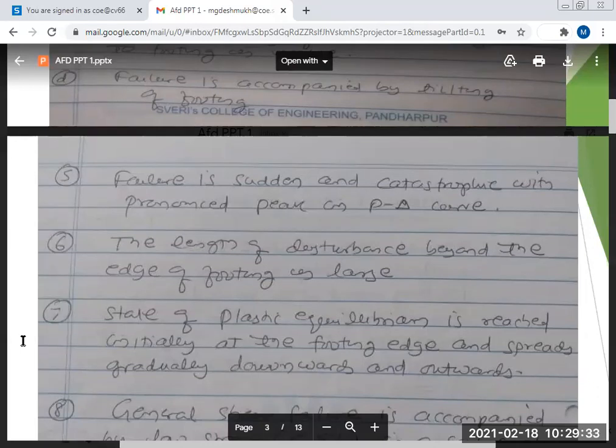Failure is sudden and catastrophic with a pronounced peak in the P-delta curve.